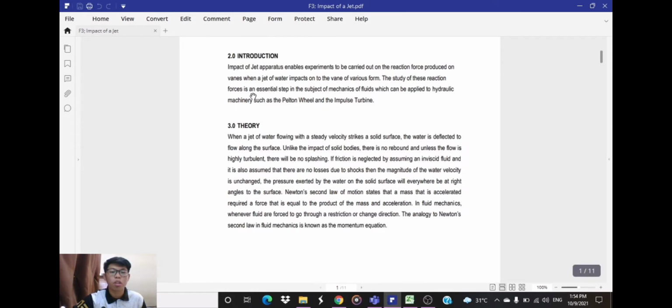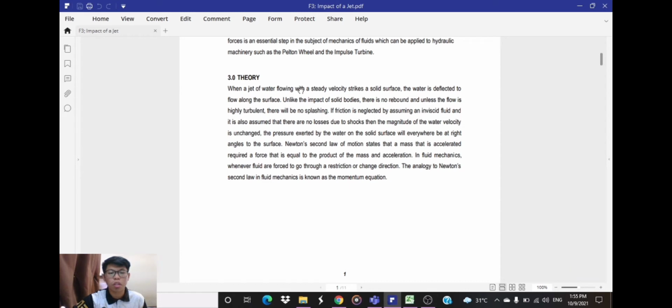First thing first, introduction. The impact of a jet apparatus enables experiments to be carried out on the reaction force produced on a vane when a jet of water impacts on the vane of various forms. The study of these reaction forces is an essential step in the subject of mechanics of fluid, which can be applied to hydraulic machinery such as the Pelton wheel and the impulse turbine.